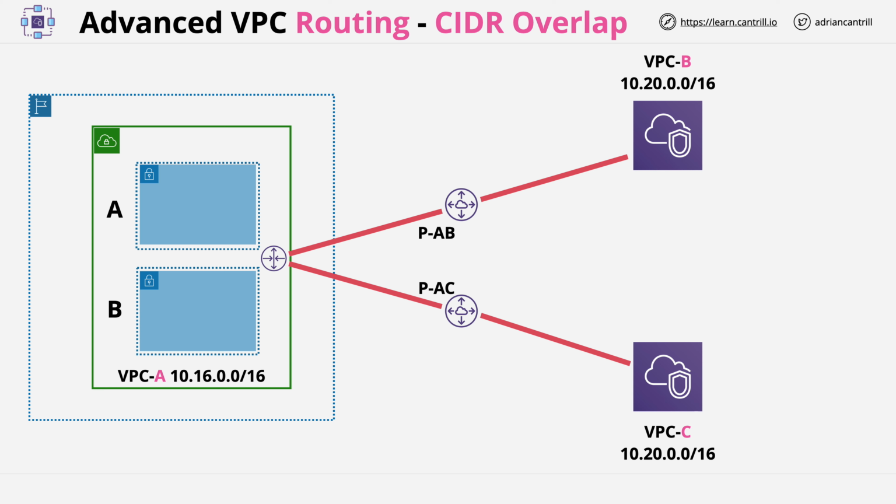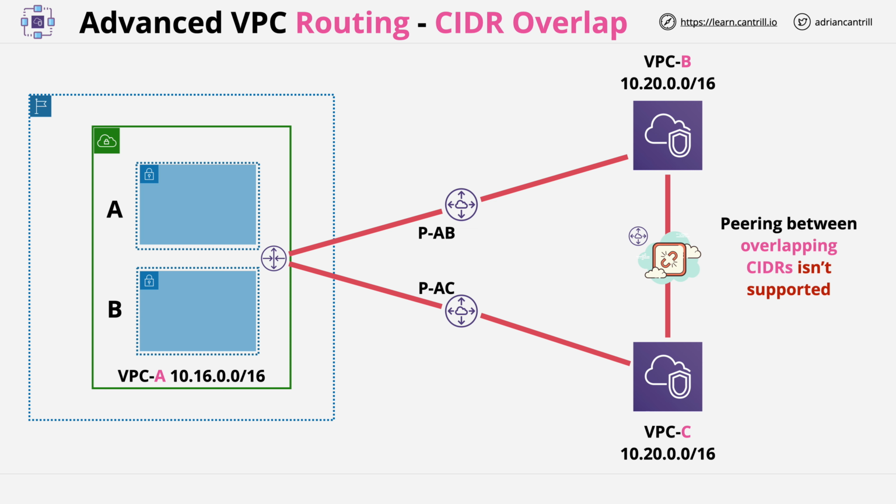What this also means, though, is you can't create a peering connection between VPC B and VPC C because there is a CIDR overlap, and that prevents us from creating a VPC peer between those two VPCs. Now let's say that we have some services in VPC B and VPC C, in this case two database platforms running on EC2, and we also have services within VPC A which need to be able to access those database instances.